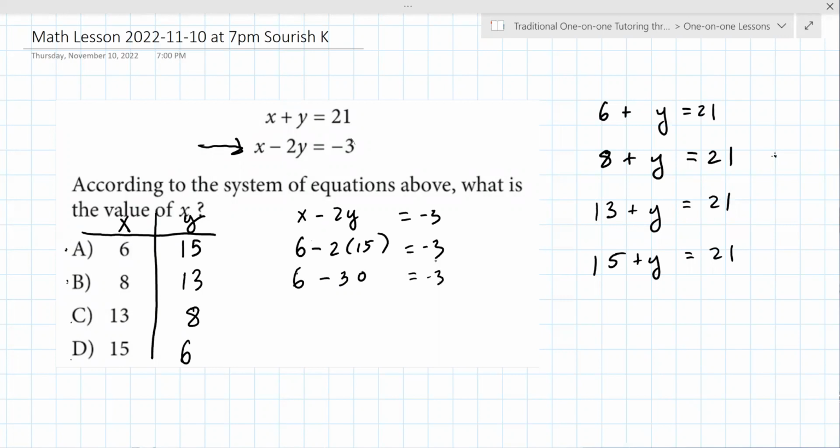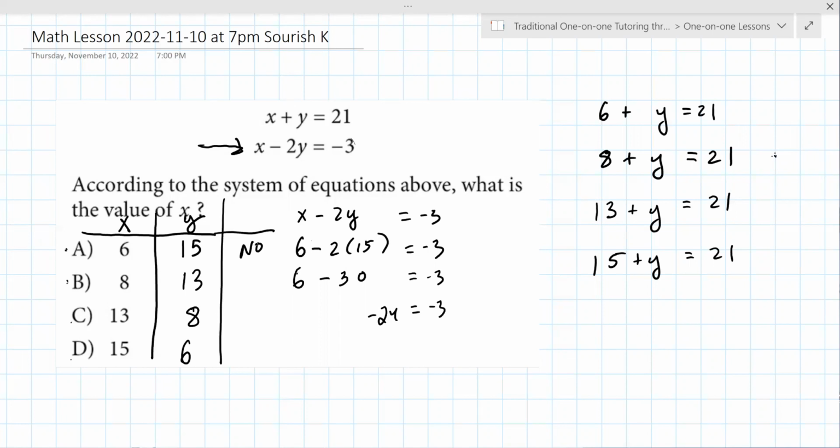Negative 24. Does that equal -3? Is -24 the same as -3? No. You're trying to see if x and y, when you substitute them in, equal -3, and it does not work.